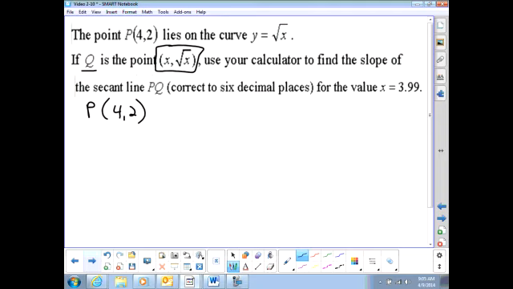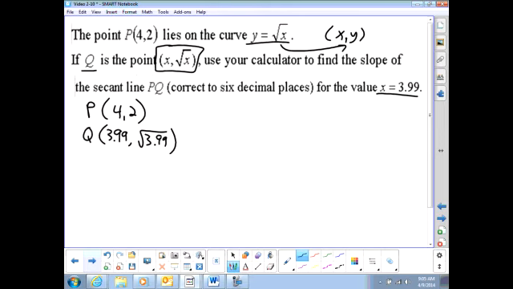The reason that's the case is this is our function. We have x comma y, but we know y is just square root of x. So x comma whatever you get back when you take the square root of your x value. They want us to use x equal to 3.99. So really the point Q will be 3.99 comma whatever we get back when we take the square root of 3.99. You could punch that in your calculator, but it might be neater to just leave it as square root of 3.99.